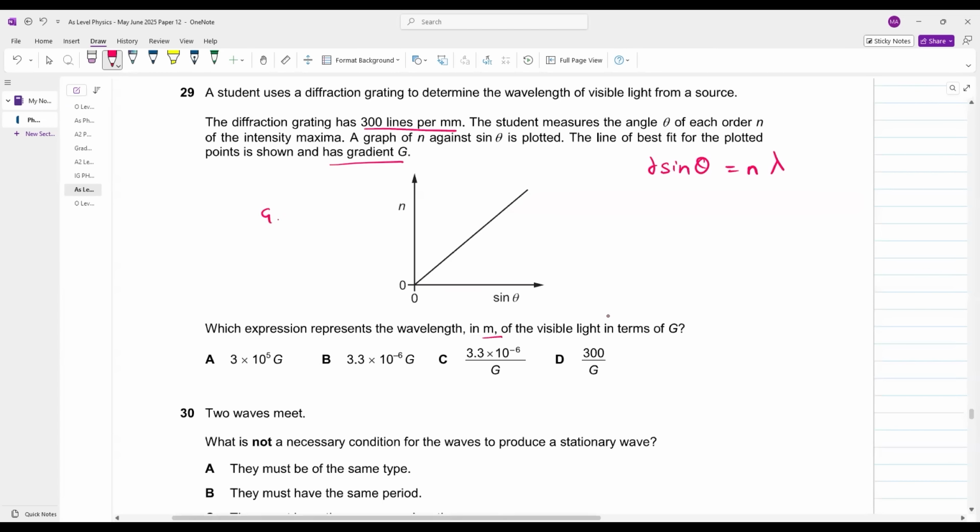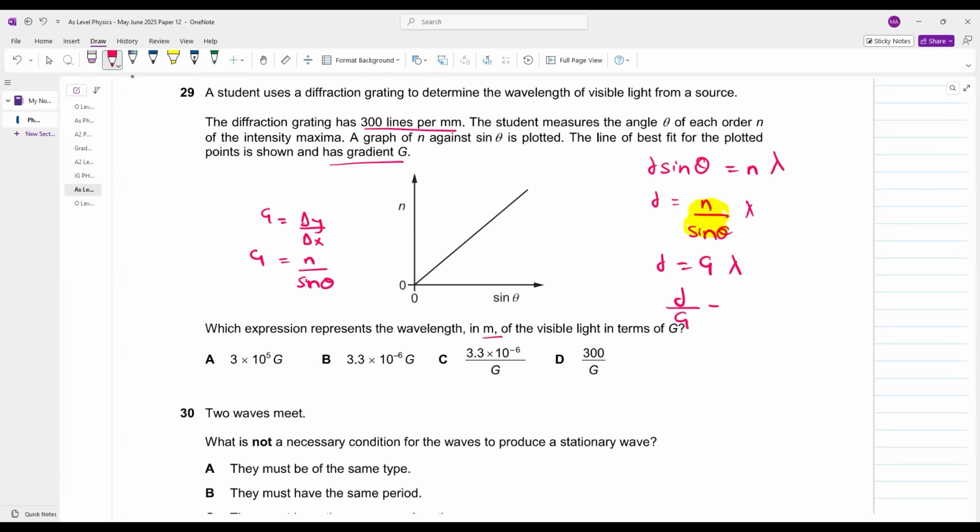Now, can you see the gradient of this graph is change in y over change in x? What is on the y axis? n. What is on the x axis? Sine theta. So n divided by sine theta is your gradient. Let's take sine theta to the other side: d is equal to n divided by sine theta times lambda. This n divided by sine theta is equal to the gradient, capital G. So d is equal to G lambda, and d divided by G is equal to your wavelength.